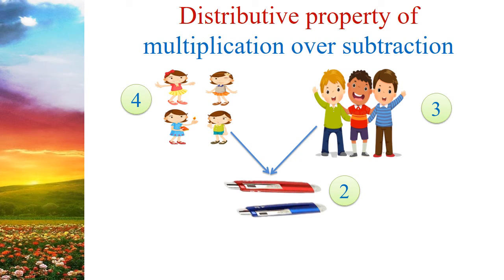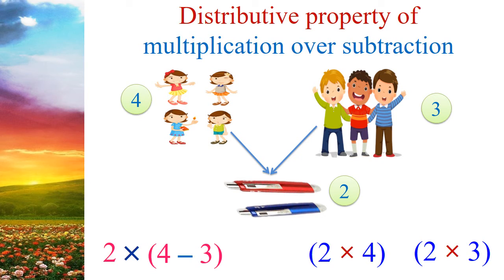Here, we have to follow 2 methods. First one, we subtract the number of girls and boys and then multiply by 2. The other method, we can first multiply every number by 2 and then subtract the values.